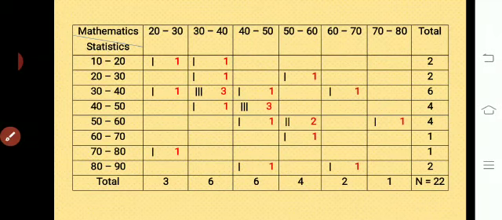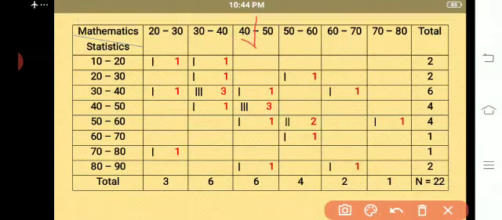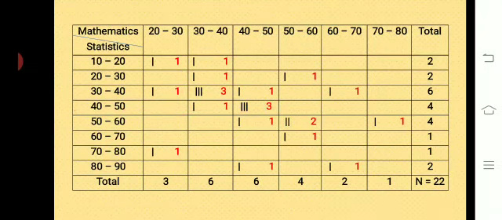Similarly, we have roll number 7. Marks in mathematics are 47. So 47 will come in the class interval 40 to 50, and for the same student marks in statistics are 44. So 44 will come in the class interval 40 to 50. So the intersection of these two will come in this cell. Here we have to give one tally mark for roll number 7, that is marks in mathematics are 47 and marks in statistics are 44.